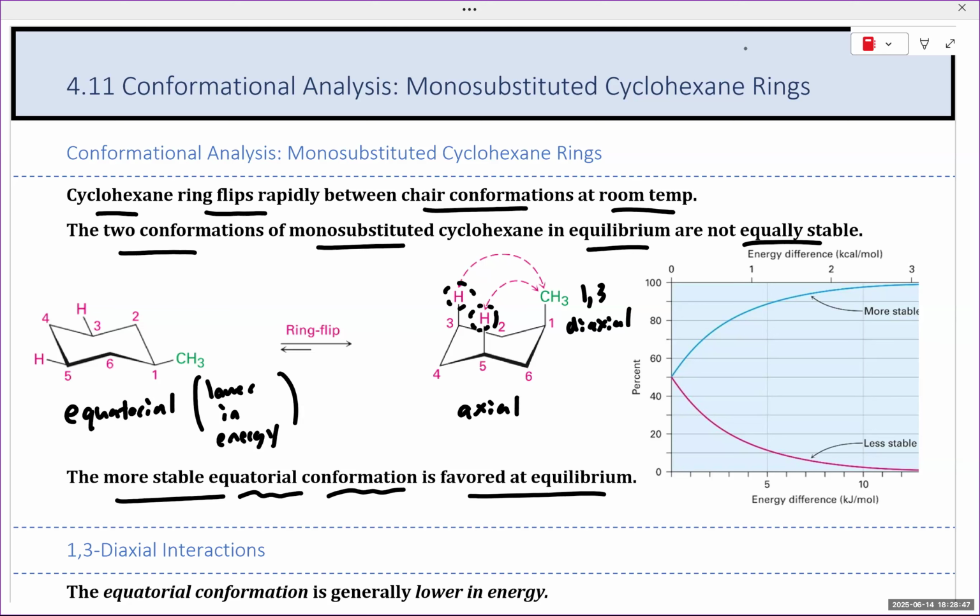Now, in terms of how favored, as a general rule, based on the energy difference in kilojoules per mole, that determines the relative percent at equilibrium. When you start to get above about 5 kilojoules per mole in energy difference, you'll start to see one of the conformations to be pretty much the predominant conformation at equilibrium.